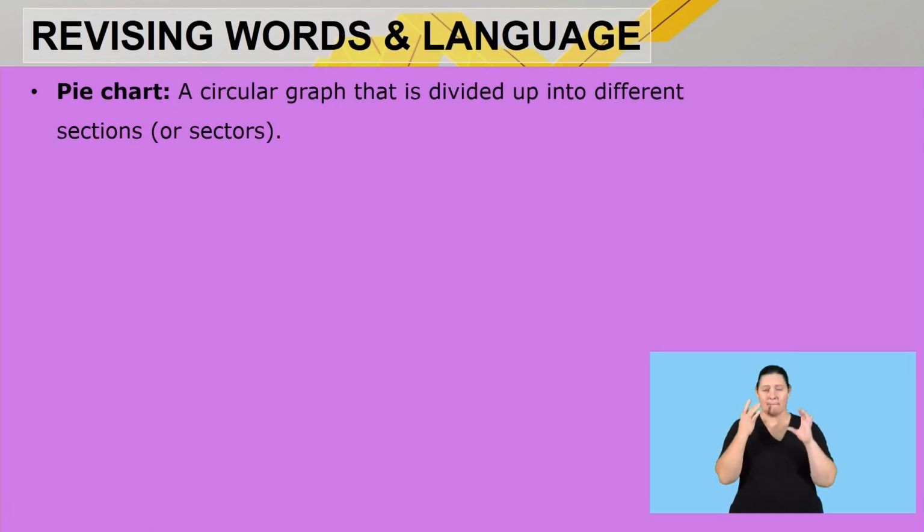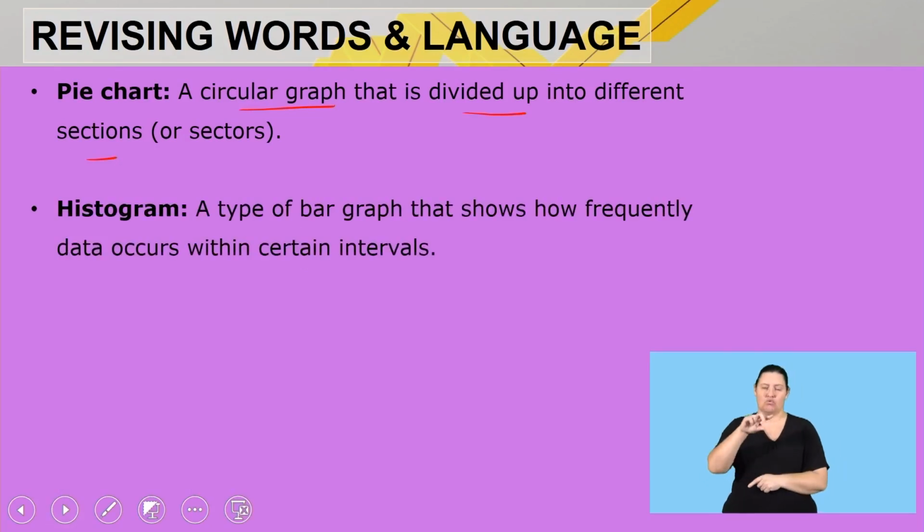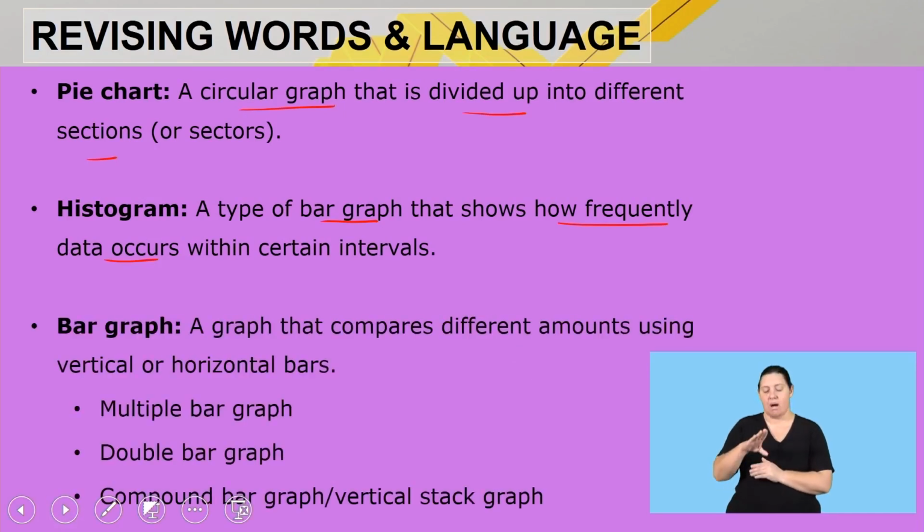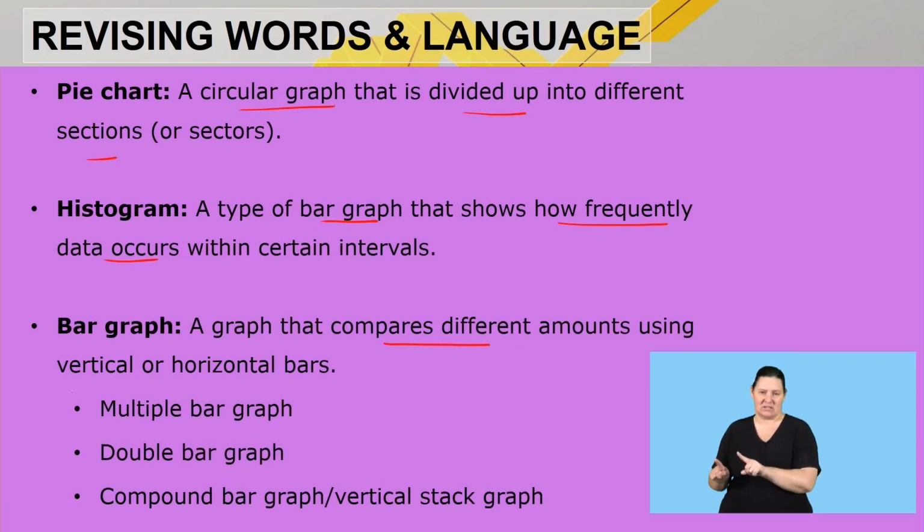We indicated that a pie chart is a circular graph that is divided up into different sections or sectors. Okay, we also indicated that a histogram is a type of bar graph that shows how frequently data occurs within certain intervals. What else did we focus on? We said there are different types of bar graphs, right? And we also indicated that a bar graph compares different amounts using either vertical or horizontal bars.